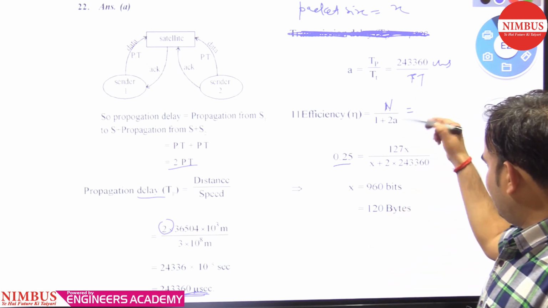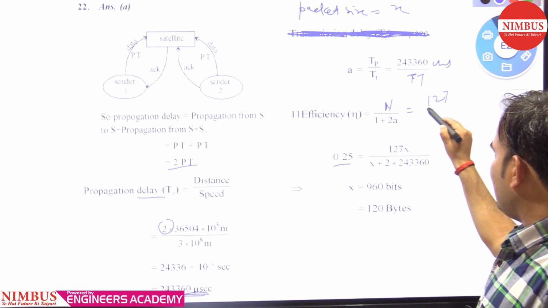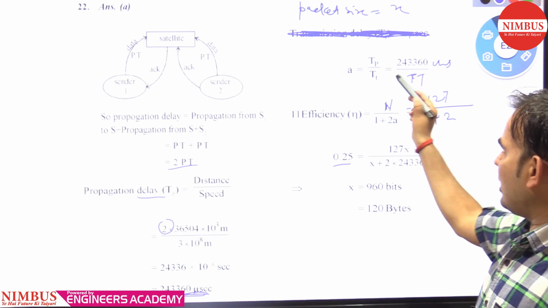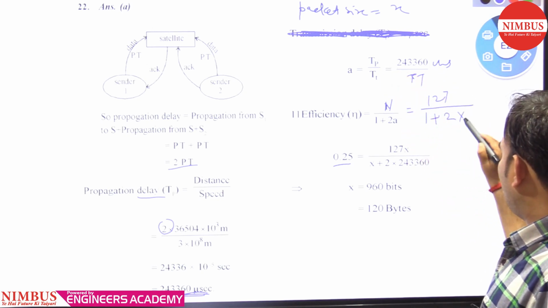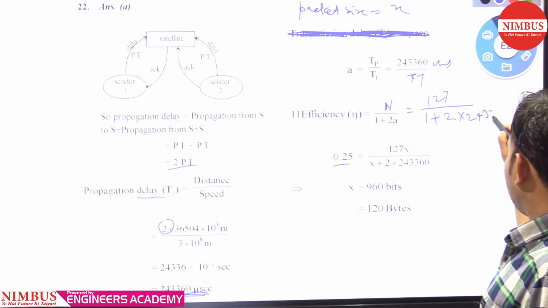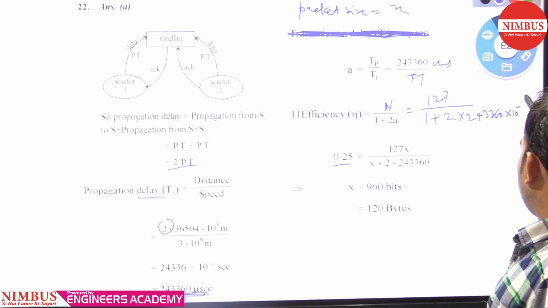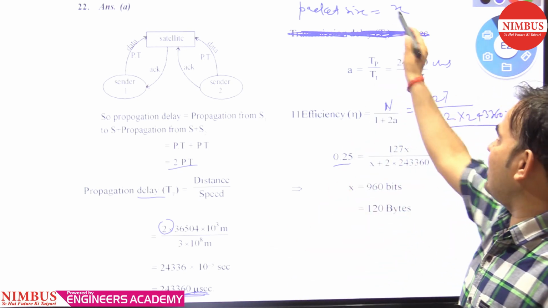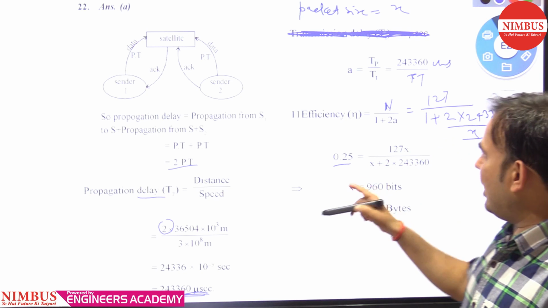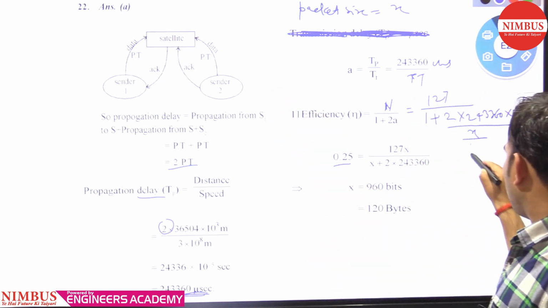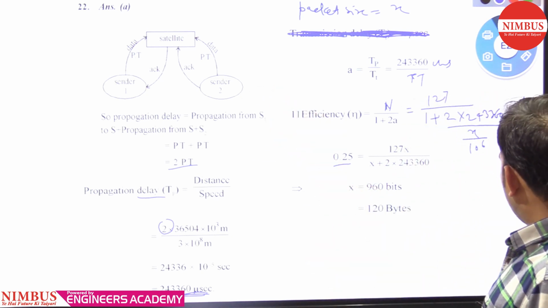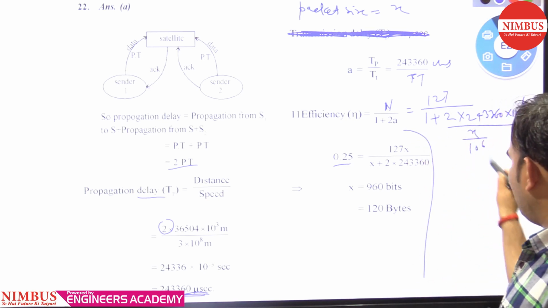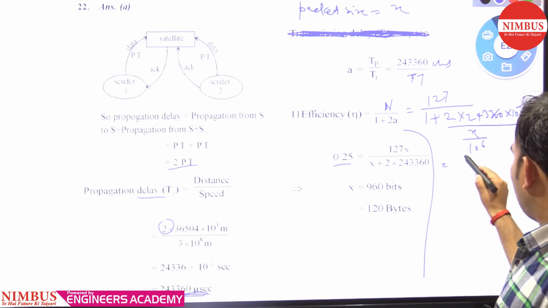I am giving you some calculations. 127 upon 1 plus 2a, and a is propagation time upon transmission time. Propagation time is 2 into 243360 into 10 to the power minus 6, upon transmission time, which is packet size X upon bandwidth. Bandwidth is 1 Mbps, meaning 10 to the power 6. So this will go above, and it will convert like this.